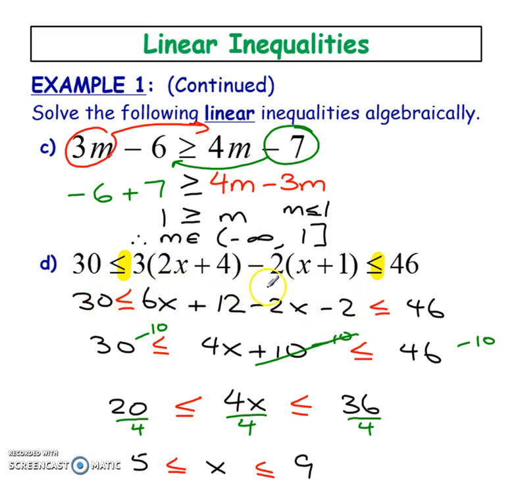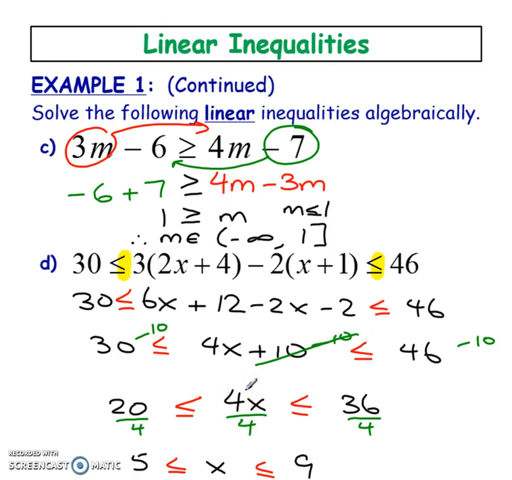Let's simplify this. So I got, what is that? 6x minus 2x is 4x. 12 minus 2 is 10. And now we're going to start to solve. So let's get rid of this 10 first, and we have to minus 10. If we minus 10 in the middle, we got to minus 10 on either sides as well. So we get new numbers on the outsides. Okay, and now that 10 is gone.